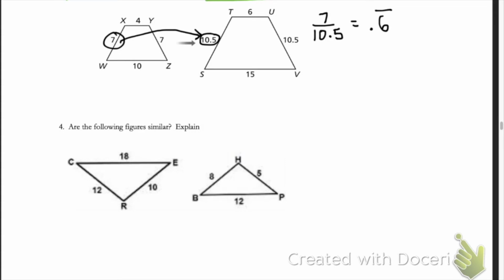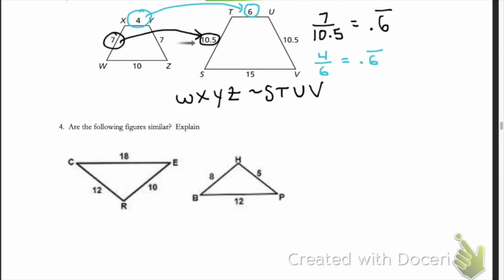Now I need to check my other side lengths to see which way I need to write my similarity statement. So let's just check 4 and 6. 4 divided by 6, plug in your calculator, you get 0.6. So I know I need to go starting from W up to X, then Y, then Z in the first polygon, and from S to T to U to V. Make sure you have your tilde in there to show that they are similar. So polygon WXYZ is similar to polygon STUV.